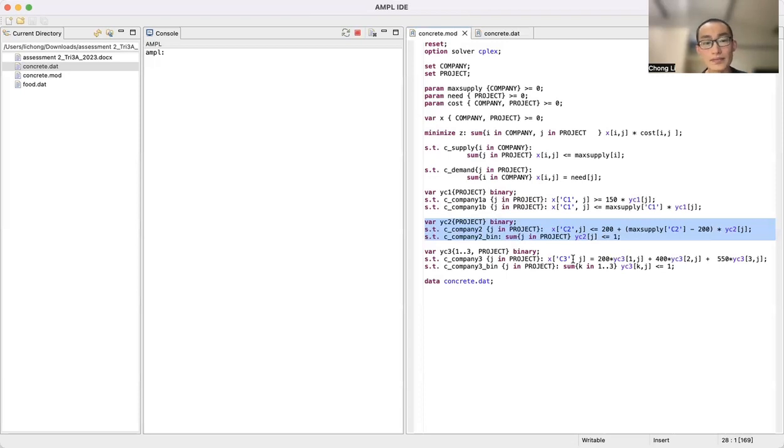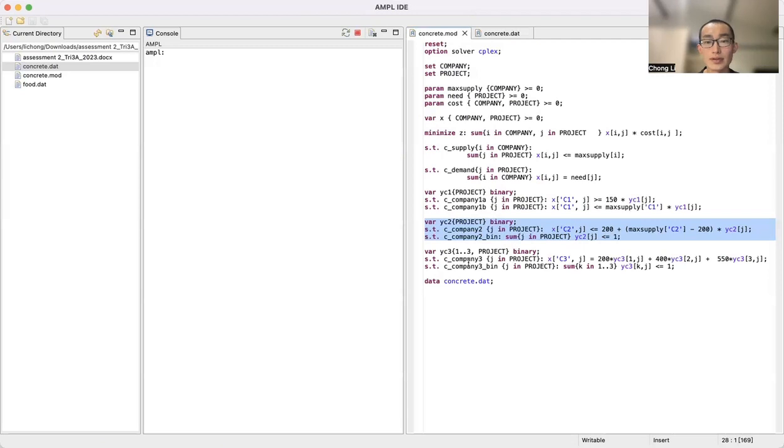It means that company C2 can supply at most one project. It cannot supply concrete to three or four projects. It can supply one project, or no project at all. Now this is the supply limitation of company two. For company three, it is a little bit different.